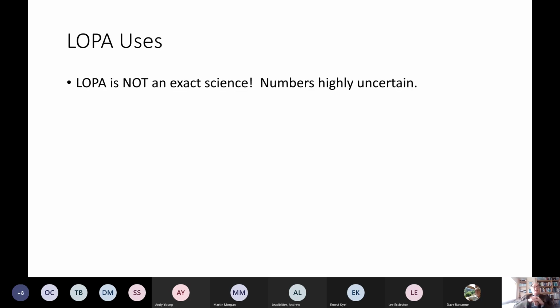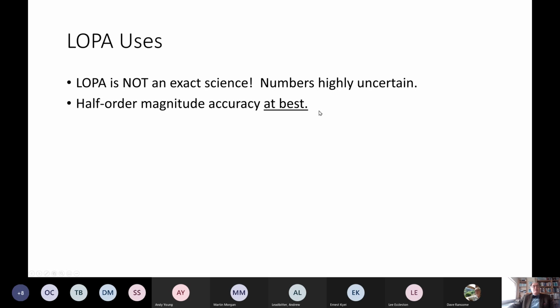In terms of uses, certainly we use LOPA, of course, for SIL determination purposes, but we have to recognize that it is certainly not an exact science. Nothing within functional safety is an exact science. The numbers always remain highly uncertain, not only in failure rates, but demand rates and the like. Even the targets can be uncertain. So the day you start to believe the numbers is the day you've lost the plot, really. That's not to say that they aren't useful, but we have to recognize what they represent.